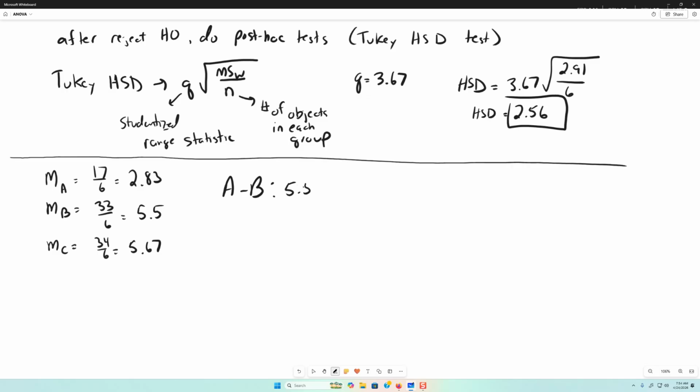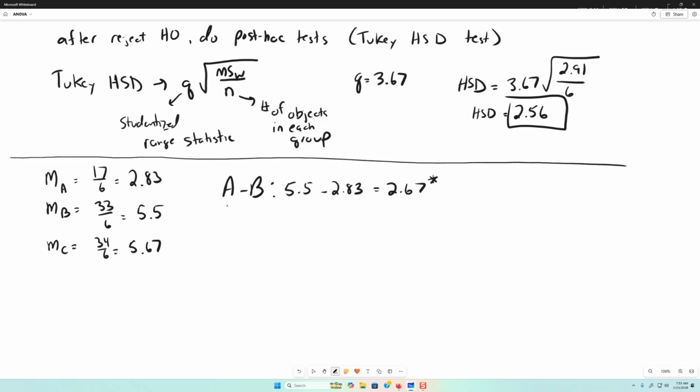So 5.5 minus 2.83, what does that give us? That gives us 2.67. So that first difference is 2.67. Is that greater than 2.56? It is. So I put an asterisk there. That means that groups A and B are significantly different from each other because this 2.67 distance is greater than the HSD value of 2.56.